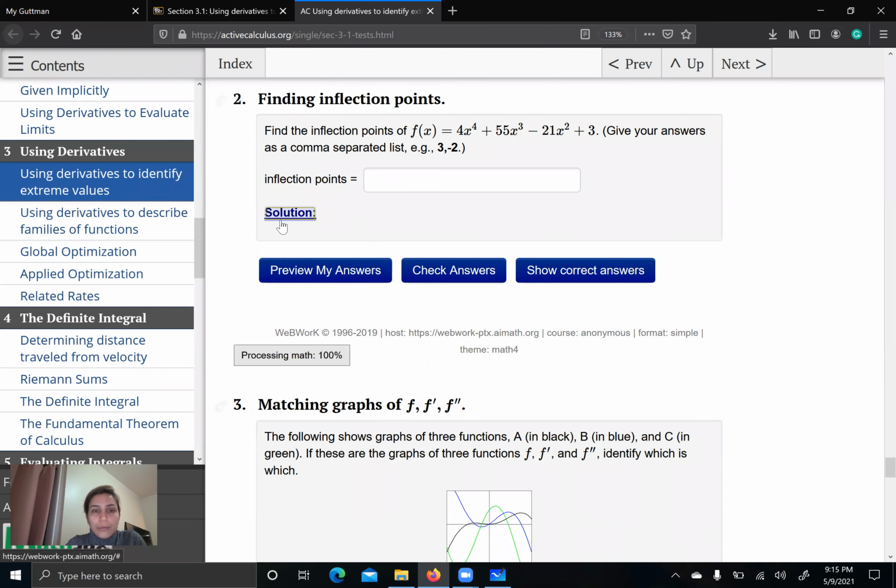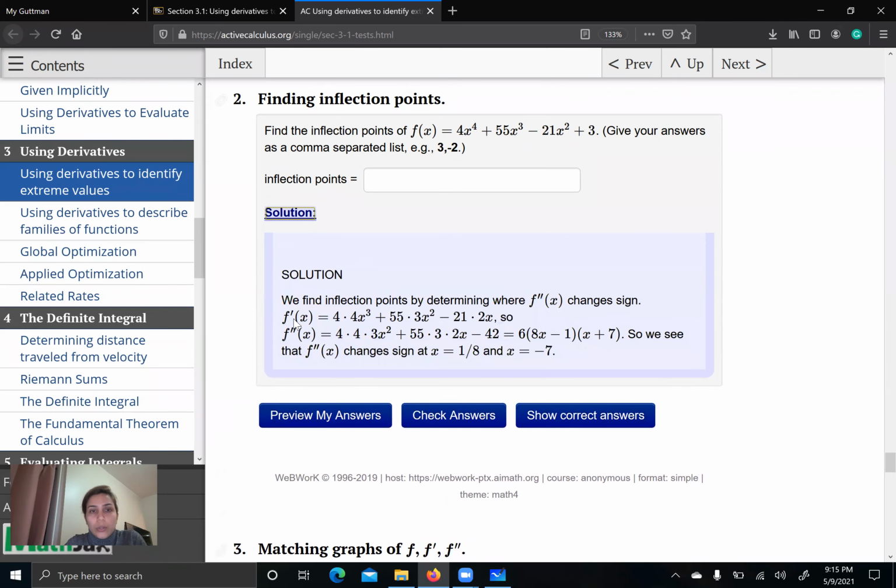I have to show you one more thing. So you take the first derivative, you take the second derivative, and if possible, like here, you factor it, and then you set them equal to 0. So in this case, when you set them equal to 0, one value is 1/8, the other value is -7. So these are going to be the points that, you can also verify that the second derivative changes sign. So they are going to be the inflection points.